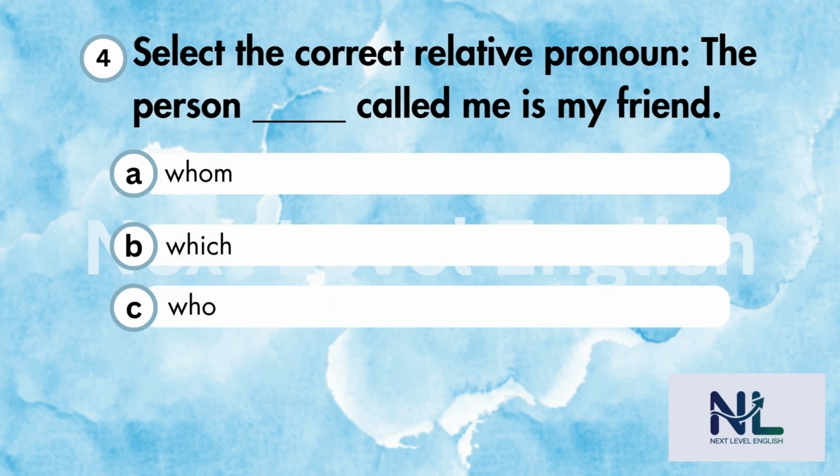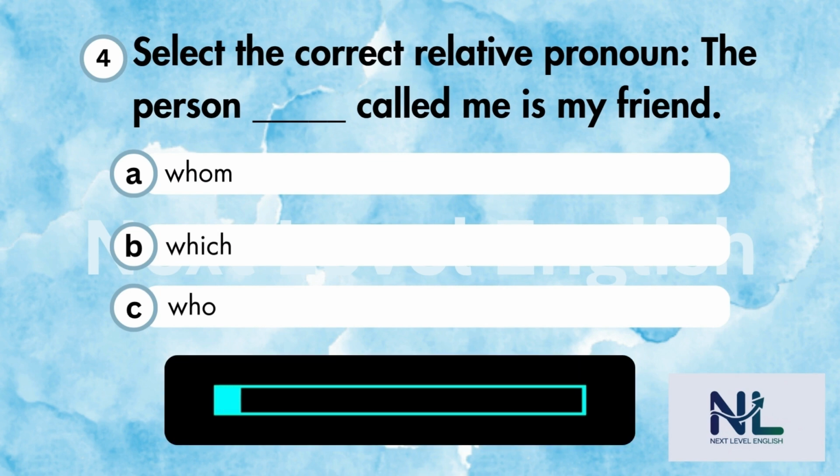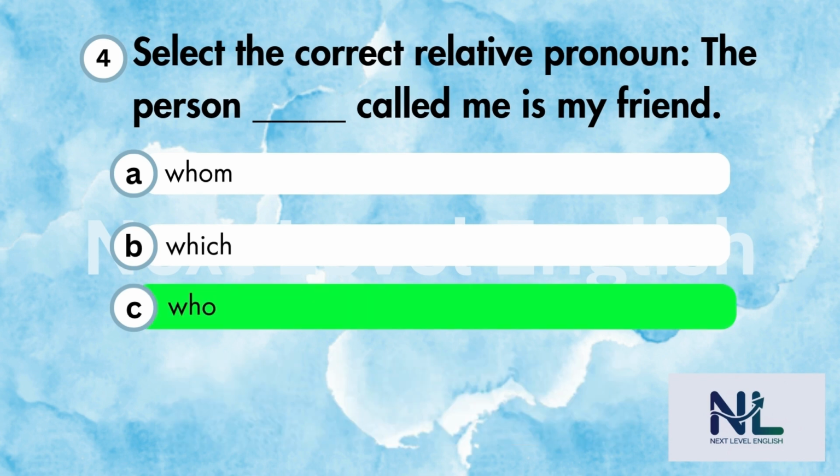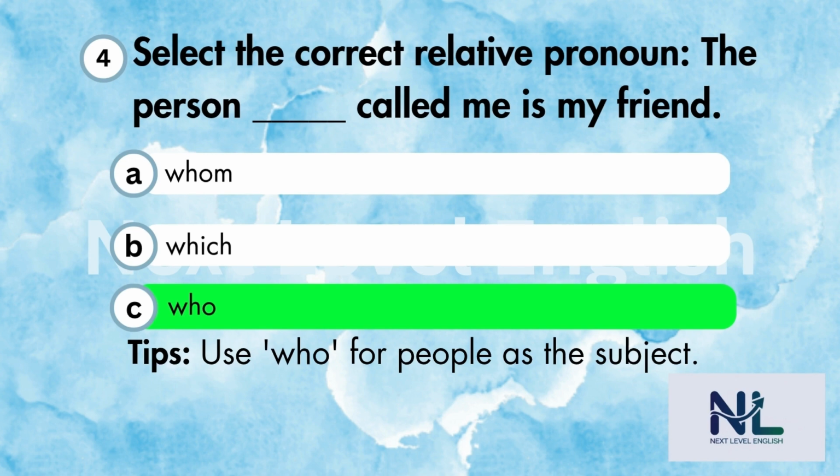4. Select the correct relative pronoun. The person called me as my friend. Who? Tips: use who for people as the subject.